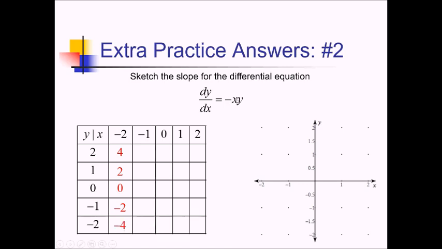Next, we have -1. So that's really just +1 getting multiplied by all these y values. So that's just going to be 2, 1, 0. It's basically the y value, -1 and -2. So that was pretty easy. The next one is even easier because now we're doing 0 times all these y values. So that's just going to be 0 all the way down.